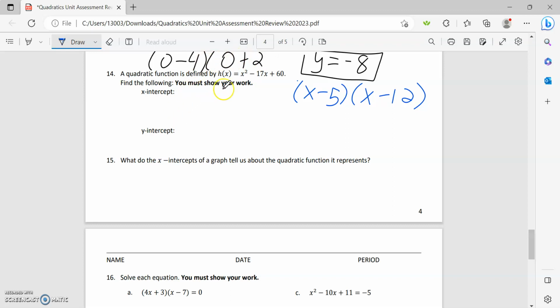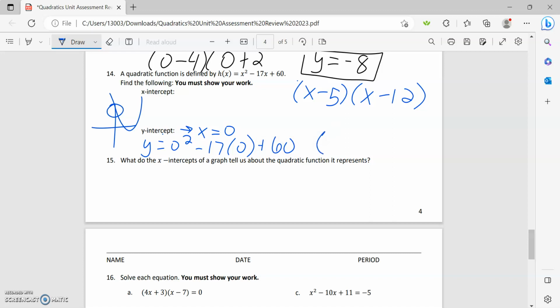If I really wanted to, I could say finding the y-intercept, graphically, I'm looking for where my graph crosses the y-axis. Well, that happens at x equaling 0. So if I plug in 0, y is equal to 0 squared minus 17 times 0 plus 60. Well, if you look at how easy that is to solve, that means my y-intercept is (0, 60). So my answer for that is really fast. I did not have to factor it. In fact, it's almost easier to not.